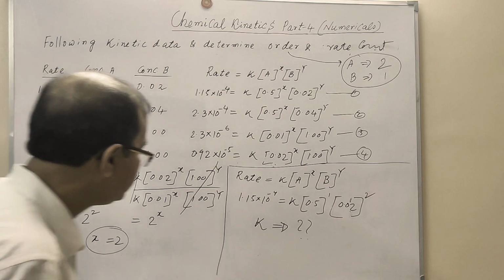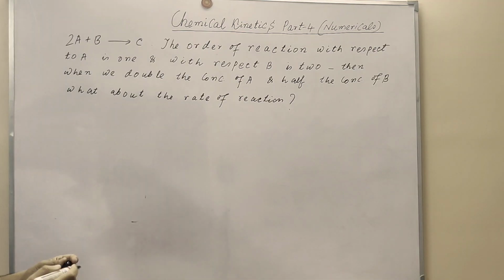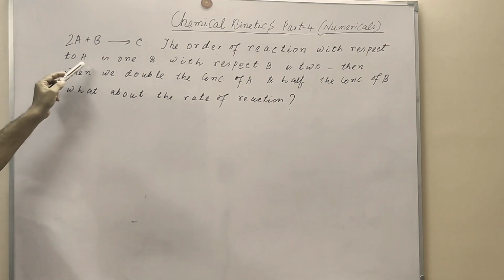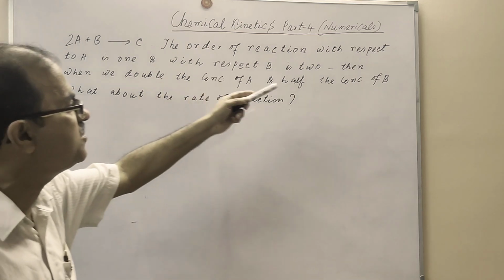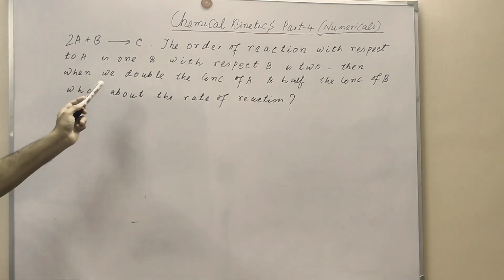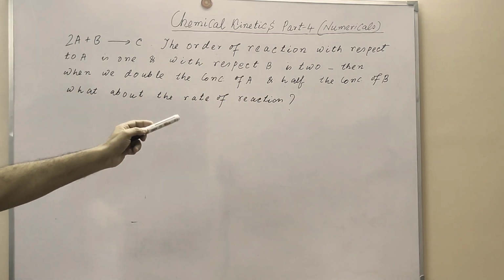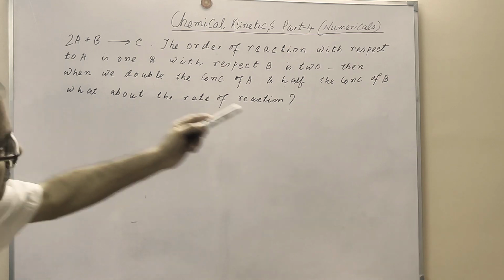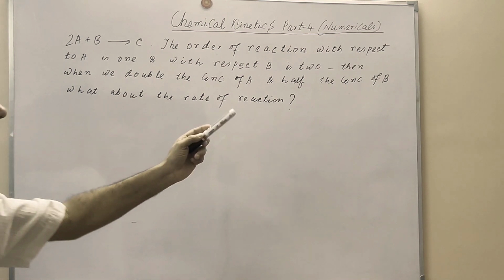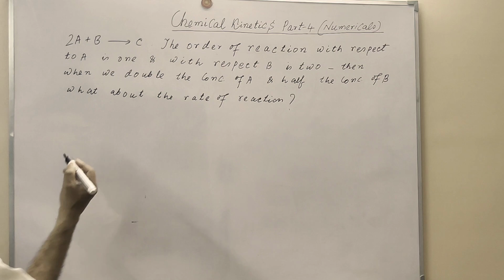Okay. This is the second last question that we are going to discuss here. There are two reactants, A and B, and the order of the reaction is given with respect to A as 1, with respect to B as 2. And when we double the concentration of A and halve the concentration of B, what about the rate of the reaction?